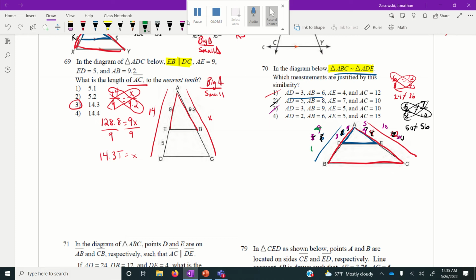So if this is 6 to 2, that's a 3-to-1 relationship. Then 5 to 15 is also going to be a 3-to-1 relationship. And so that's going to be our choice. Okay? But when in doubt, make your proportion and then cross multiply. 6 times 5 is 30. 2 times 15 is 30. And so we know that it does check.